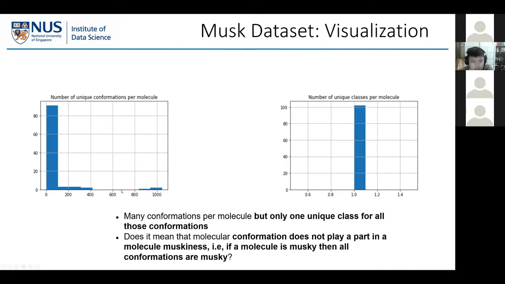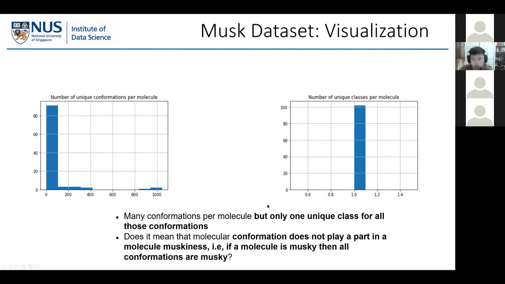So the x-axis here, in this histogram, let me begin by describing the y-axis. The y-axis here is the number of unique conformations of a particular molecule, while the x-axis is how many molecules have that number of unique conformations. We see that many of these molecules have a lot of conformations. Some of them have very few, like five or so. But a lot of them have more than 80 conformations.